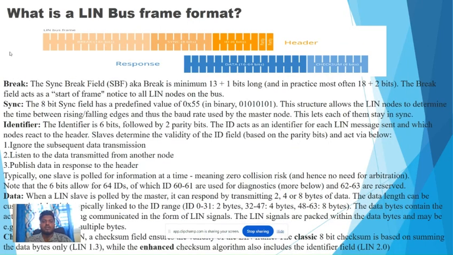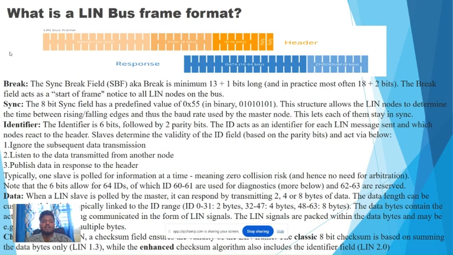What is the LIN bus frame format? Break, sync, identifier, data, checksum. Break. The sync break field is a minimum of 13 bits long. The break field acts as a start of frame notice to all LIN nodes on the bus. Sync. The 8-bit sync field has a predefined value of 0x55. This structure allows the LIN nodes to determine the time between rising and falling edges and thus the baud rate used by the master node. This lets each of them stay in sync.